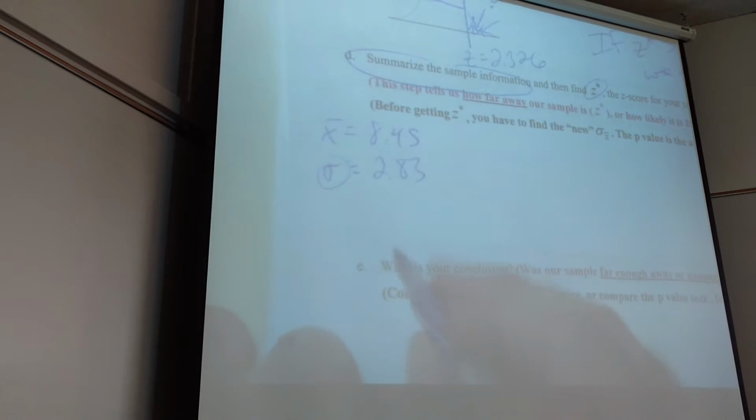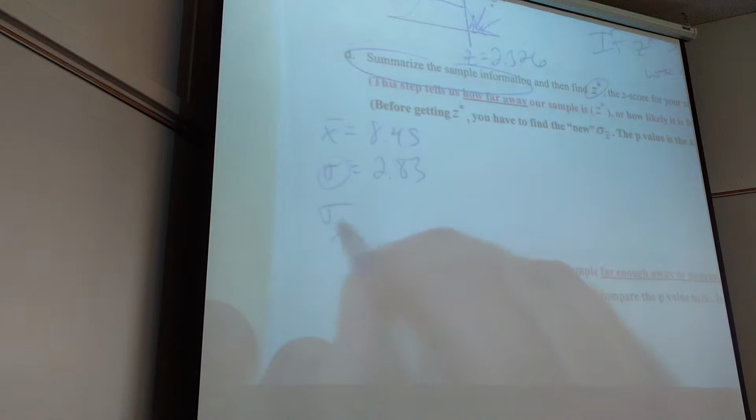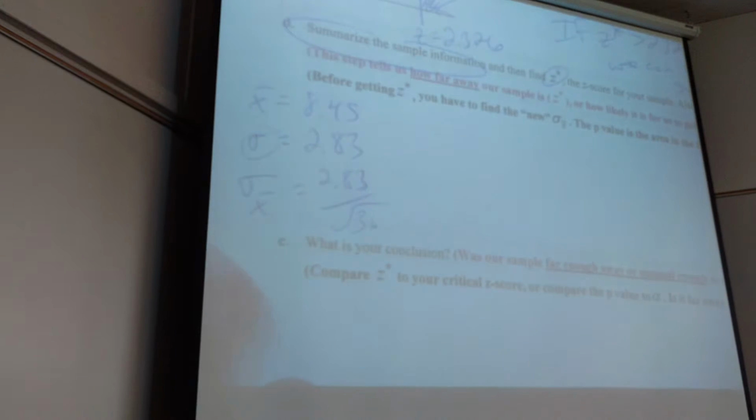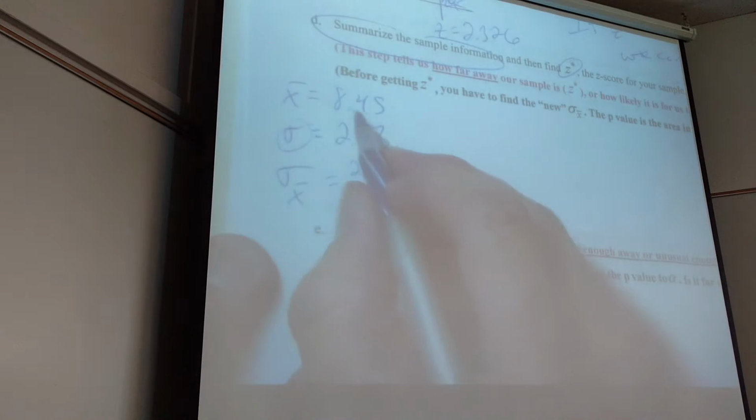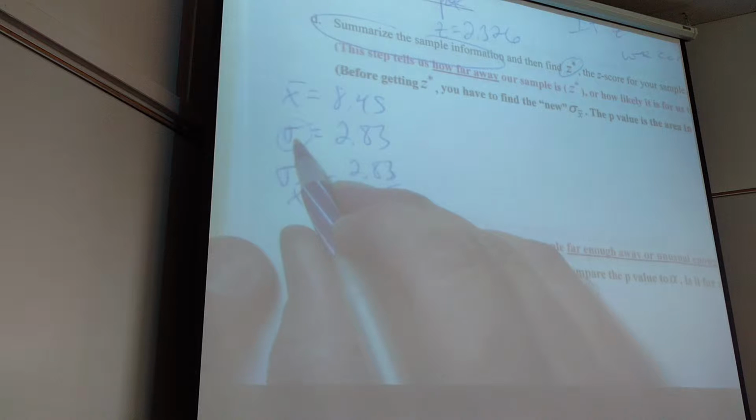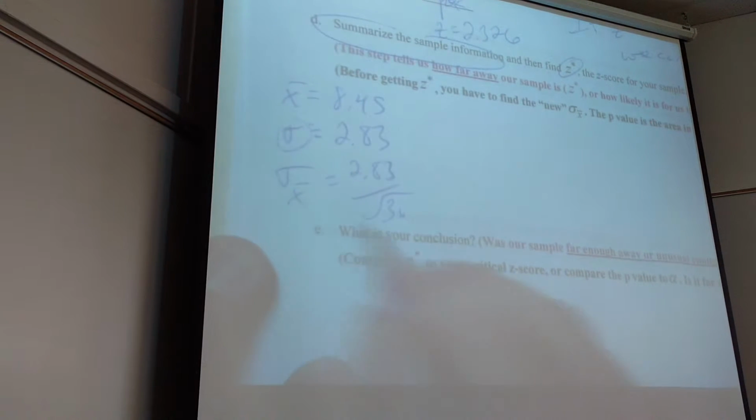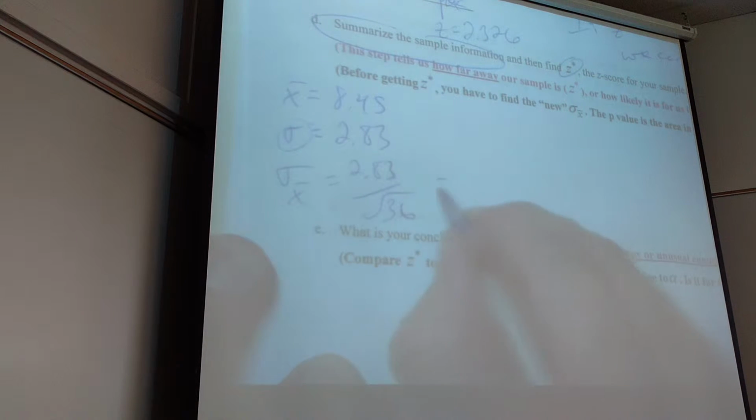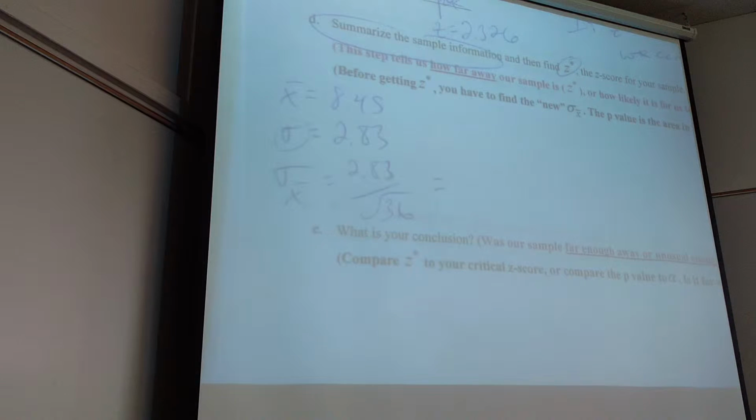Always change it. 2.83 divided by the square root of 36, right? Because there's 36 coyotes that we picked. So we took a sample to find the sample mean, so I can't use the standard deviation that works for individuals. I have to use the one that works for groups of 36. 0.471 something. Is that right?